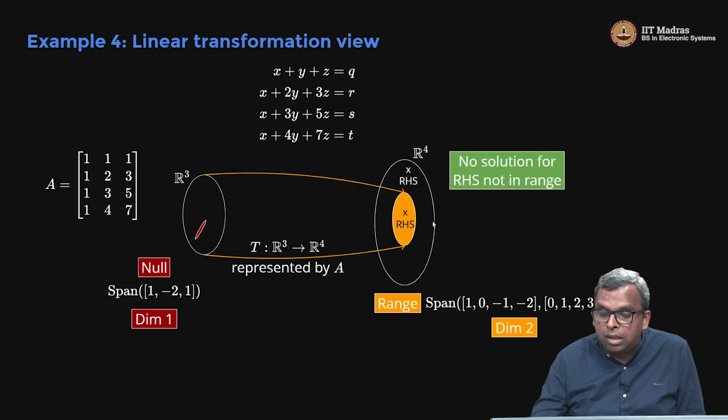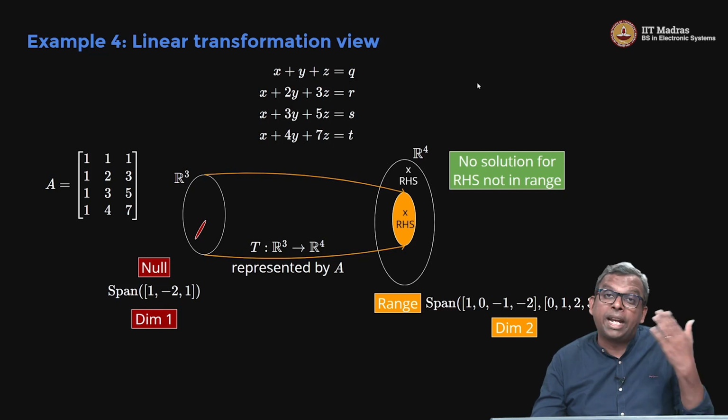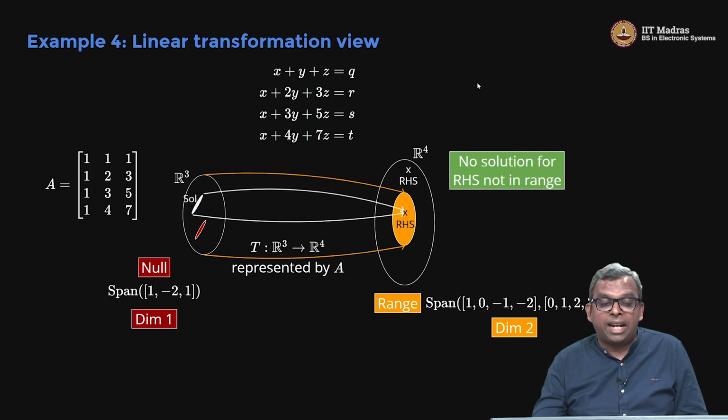See, if you take a point in the range, say Q and R here, you're going to get Q, R, and then 2R minus Q, and then 3R minus 2Q, right? So if you multiply this with Q and this with R, you will get that form. If you put that form here and solve it, you will get a solution. You will get, in fact, infinitely many solutions.